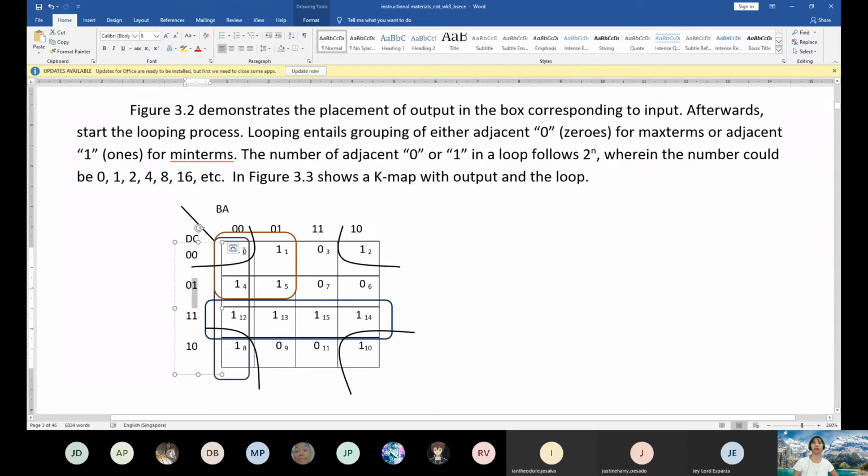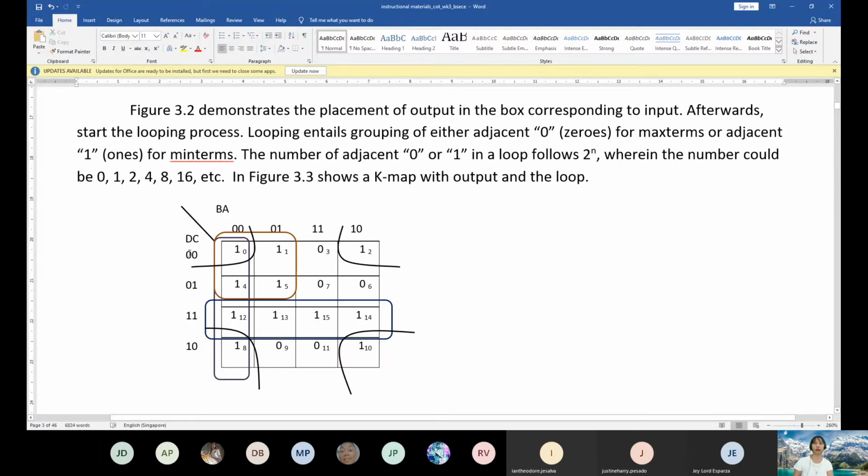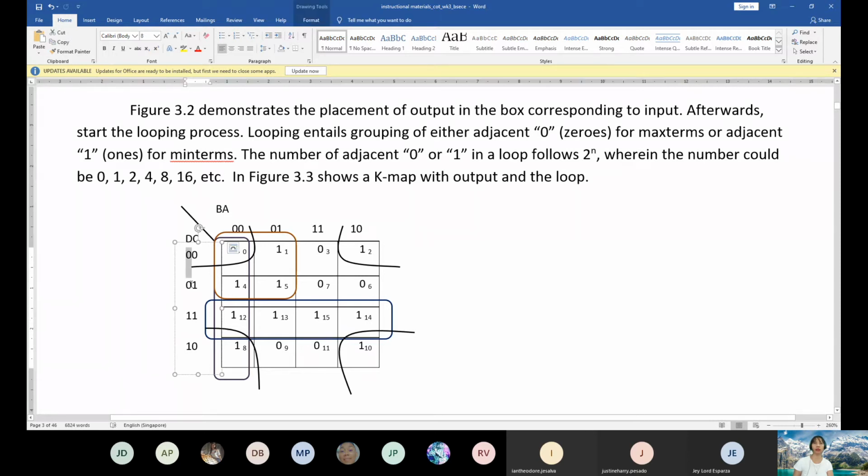What will happen to C? If you have 0 and 1, eliminated. Okay, so C would be eliminated. If you have values of 0 and 1, eliminated. How about D? For D, we have 0, 0. Therefore D is 0.